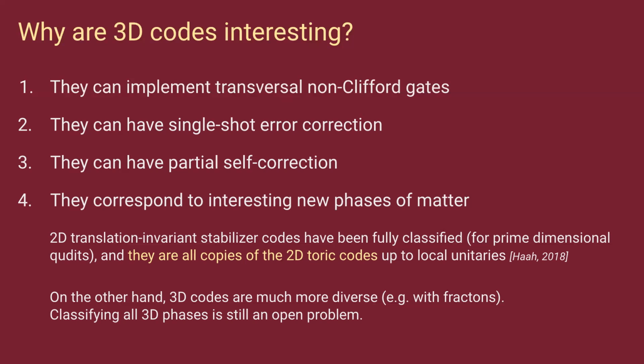And what's with the prime dimensional qubits? So like qudits, where D is a prime. Yes, I understand. But is there some reason why others that are non-prime are difficult to classify, or why they're non-interesting? I don't know exactly the proof, but it's related to the fact that Z_D is a field for D prime. So I guess it has some properties that make it easier to classify them.